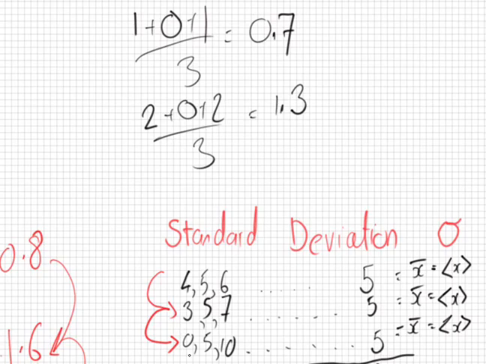How far away is 0? 5. And this one? 0. And this one here? 5. And the average of those 3 numbers?